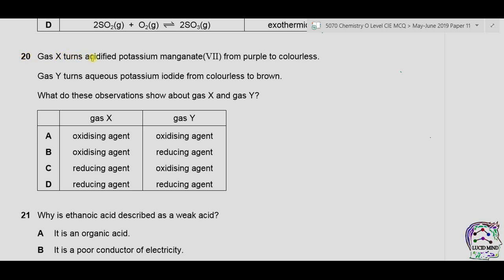Question 20. Gas X turns acidified potassium manganate from purple to colorless. Gas Y turns aqueous potassium iodide from colorless to brown. What do these observations show about gas X and gas Y? Potassium manganate is KMnO4 and it is an oxidizing agent. It oxidizes others and itself is reduced. And when it is reduced, it changes from purple to colorless.